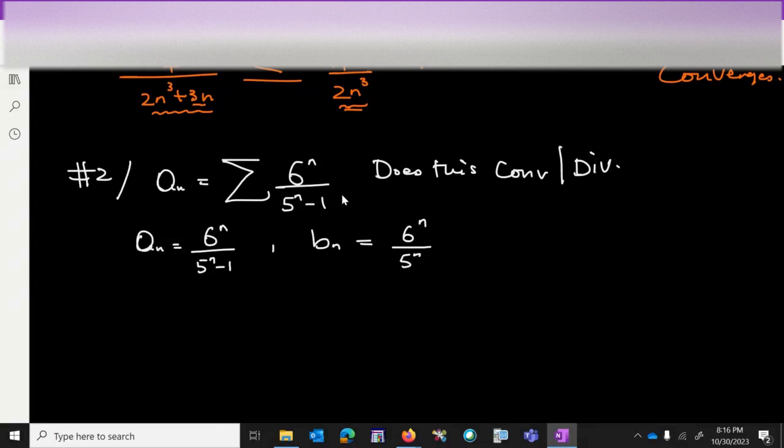Now I have to work on b sub n first, because that's known to be convergent or divergent. So I have to rearrange a little bit here. This is going to be 6 over 5, and I can rewrite this in this form, to the power of n, because I'm taking it into something known, either a p series or a geometric series.